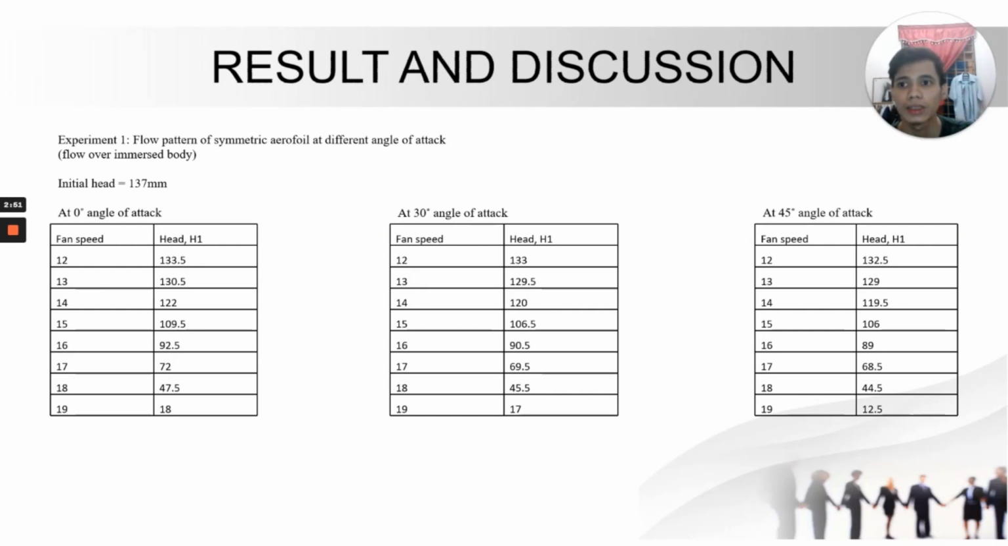The results from the first experiment after being tabulated. In experiment 1, we can see the lift and drag coefficients are directly proportional to the lift and drag force. At the beginning, the lift force is greater than the drag force, causing the aerofoil to lift up. However, as the angle of attack increases, the lift force starts to decrease while the drag force increases.